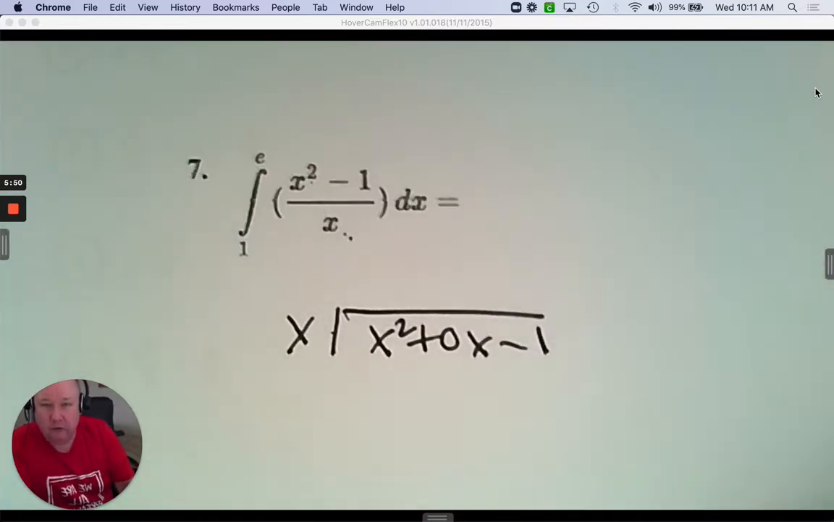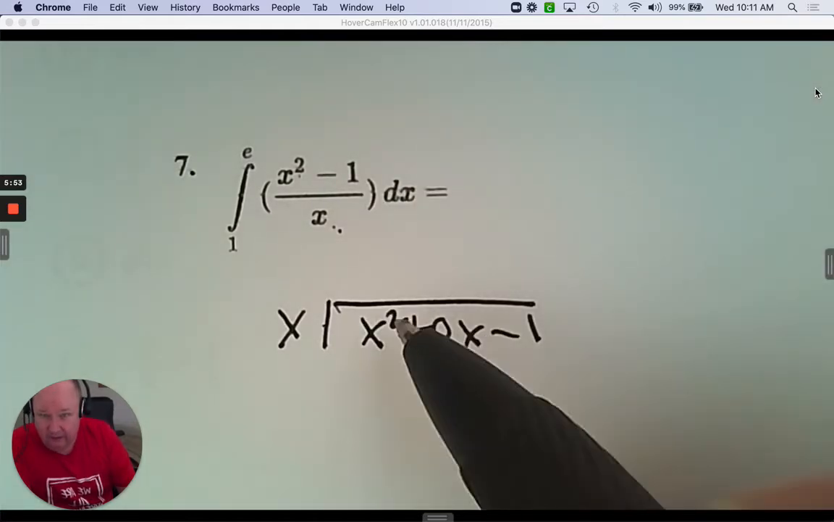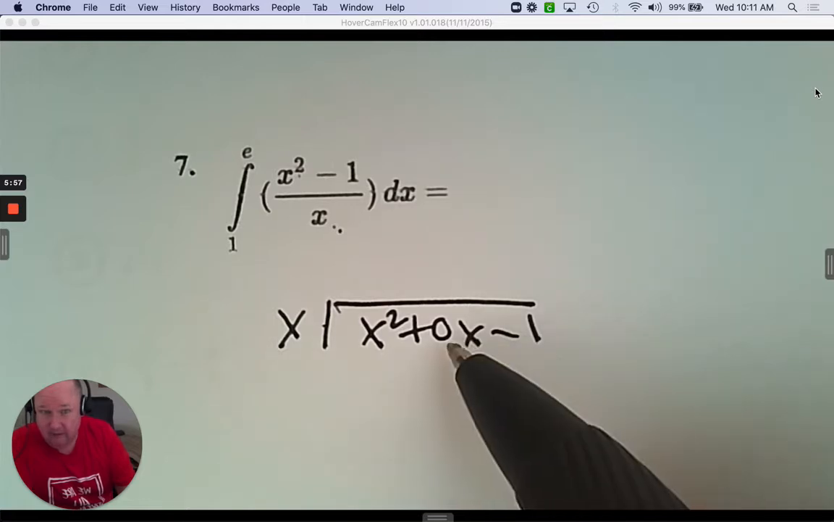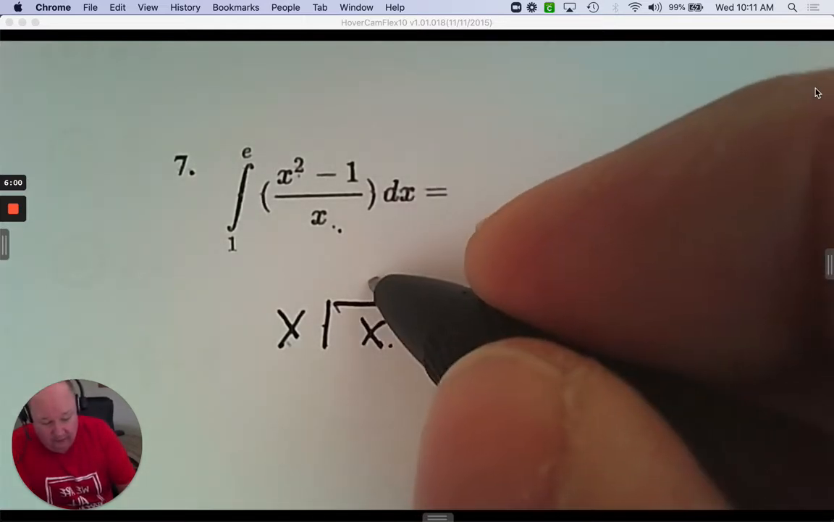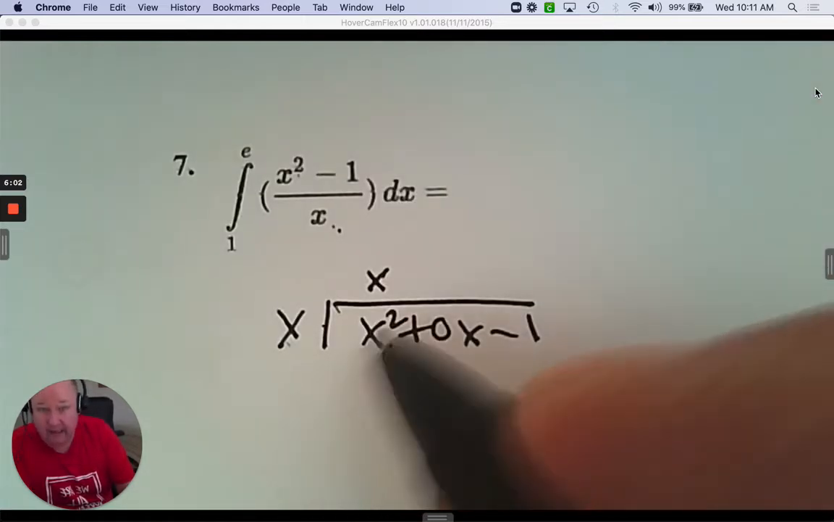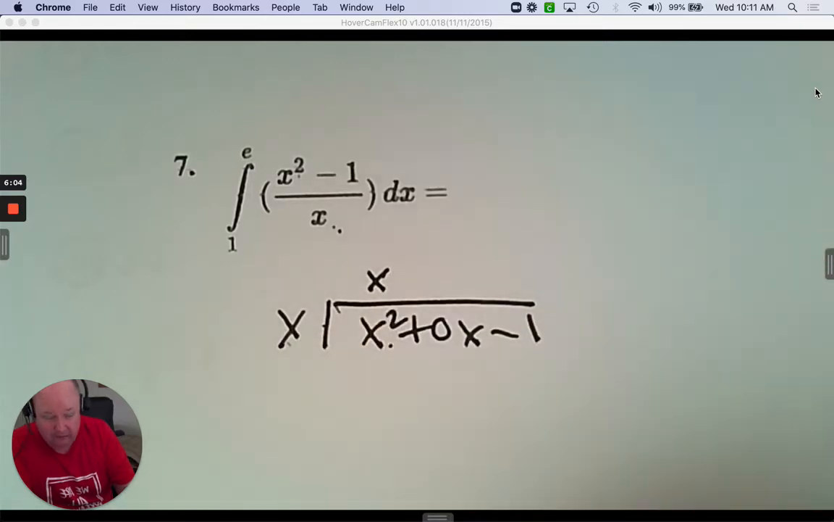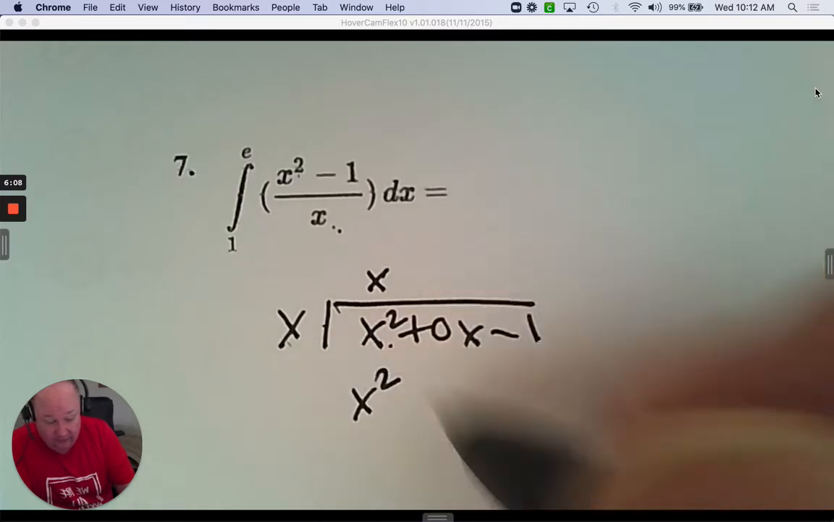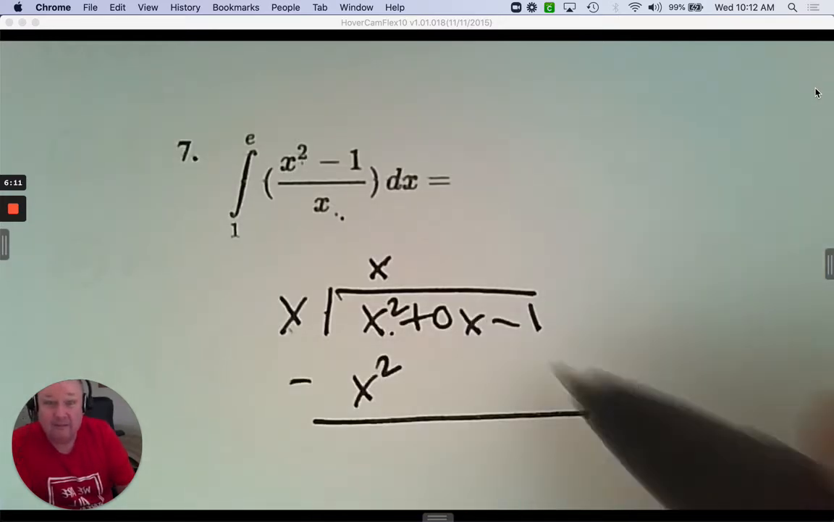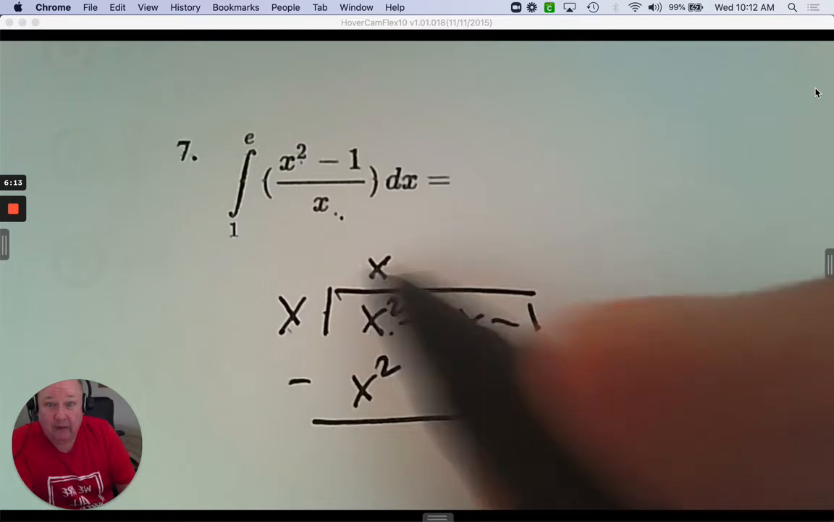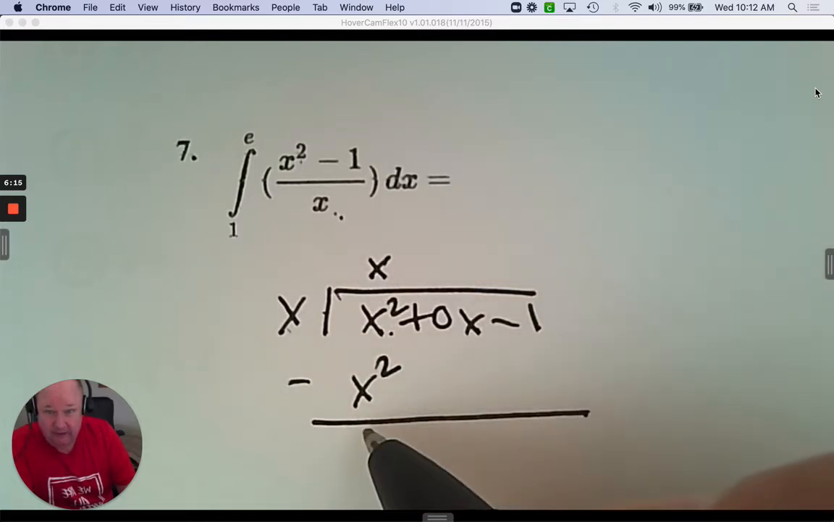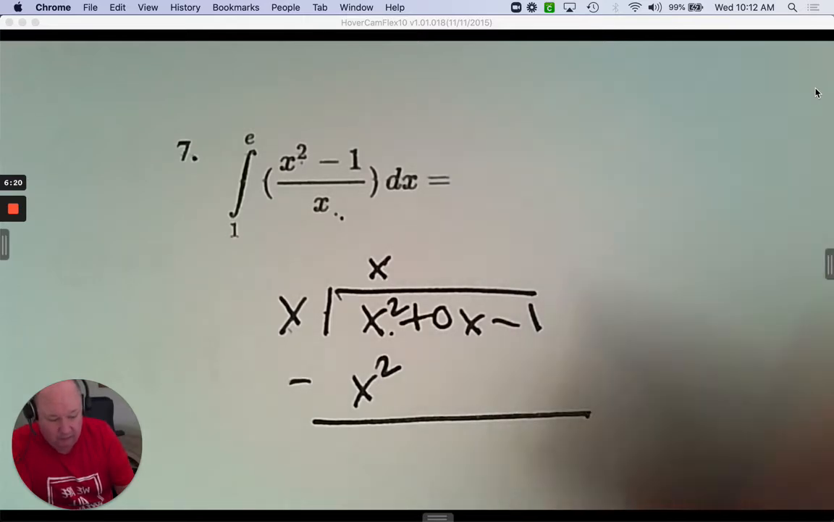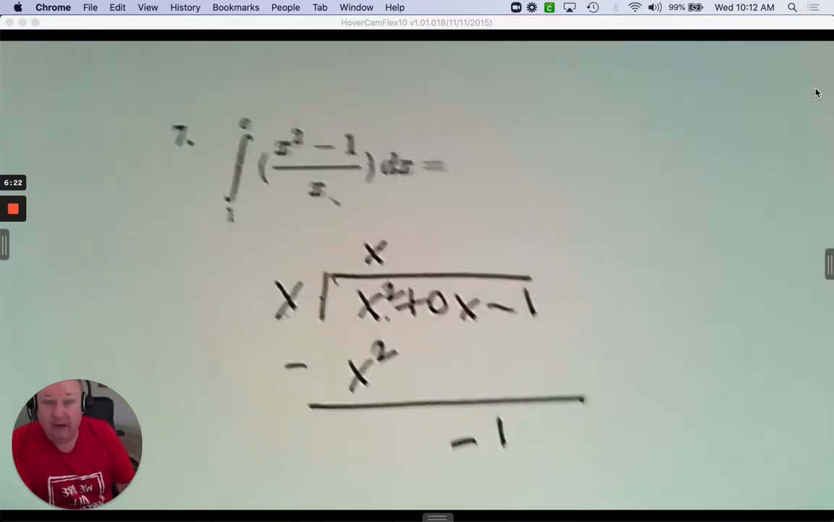So make sure you do long division so that you can integrate this. We're going to divide x into x squared subtract 1. X goes into x squared 1x, or you can just divide x squared by x to get the same answer. X times x is x squared. X times, there's nothing else there, subtract. So x squared subtract x squared, that's nothing. If you bring down the next number, all you're left with for the remainder is -1.